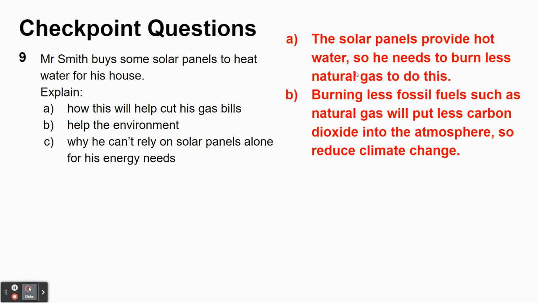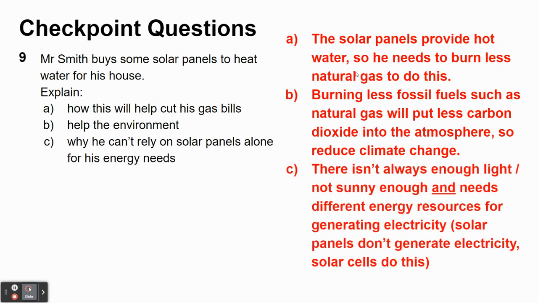And why can't he rely on solar panels alone? Well, there isn't always enough light, it's not sunny enough. And we do need to consider different energy resources for generating electricity. It's not that he just needs to heat water for his house. There are also needs for maybe watching television or having the lights on. They won't be able to do that using hot water from the solar panels.